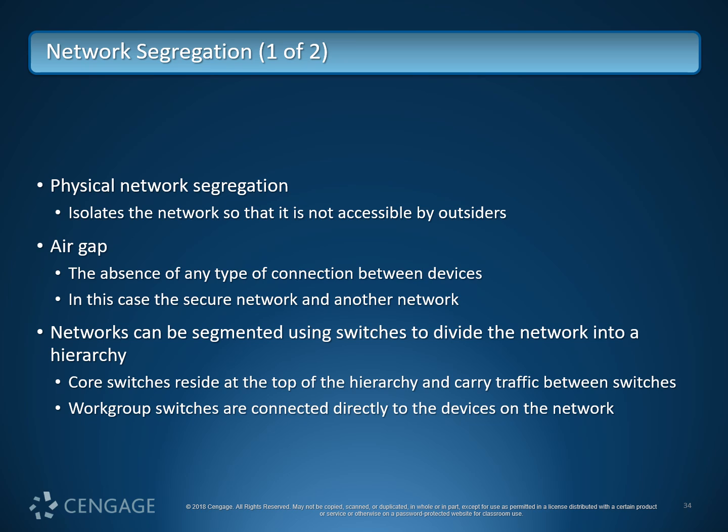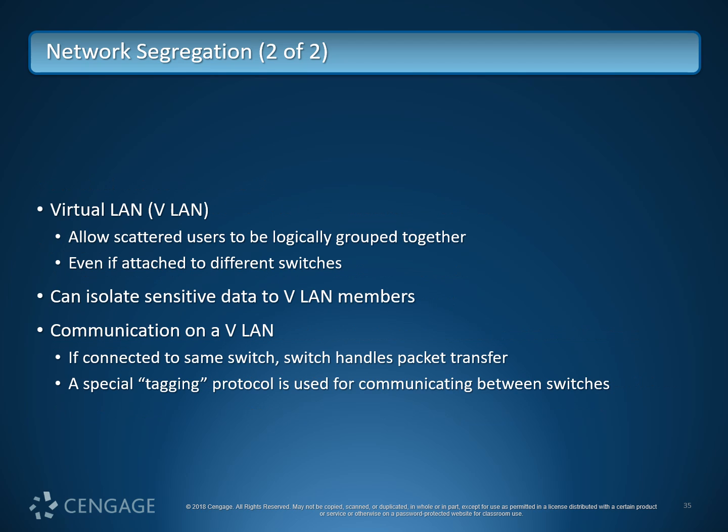Networks can be segmented using switches to divide the network into a hierarchy as well. You'll develop something called a core versus workgroup setting. Core switches would be at the top and carry traffic between themselves, and then workgroup switches are directly connected to devices on the network, meaning again an extra level of processing, which is an extra possibility for filtration and prevention of negative traffic on the network.